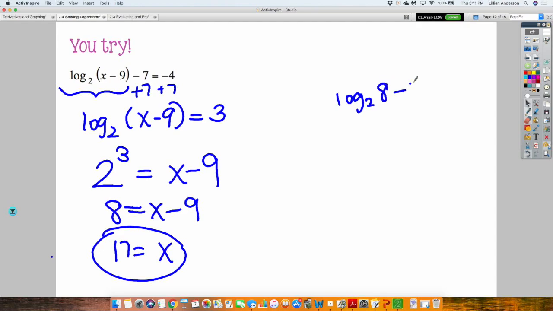Now that log and that base only goes to the 8, which means that when you're trying to see if this equals -4, you do this part first, and whatever number that is, you subtract 7. Evaluate the log. We practiced that on Tuesday. 2 to what power gives me 8? 3 minus 7 is -4, so it works. Okay? Clear your desk.